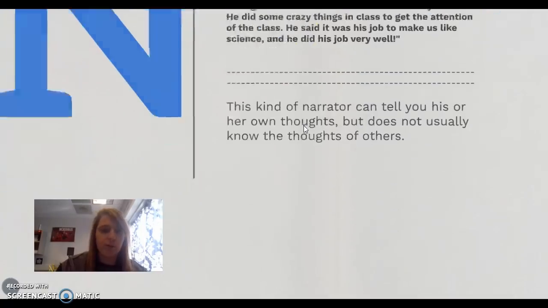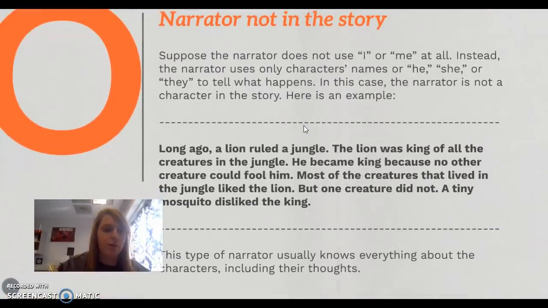Now we're going to switch over and look at when the narrator is not a part of the story. It says, suppose the narrator does not use I or me, or in the last example, us, at all. Instead, the narrator only uses character names, or he, or she, or they to tell what happens. In this case, the narrator is not a character in the story. I like to imagine it like standing outside of a window and looking in and telling what they see happening. Some other people like to say they're looking down on the earth and telling what they're seeing.